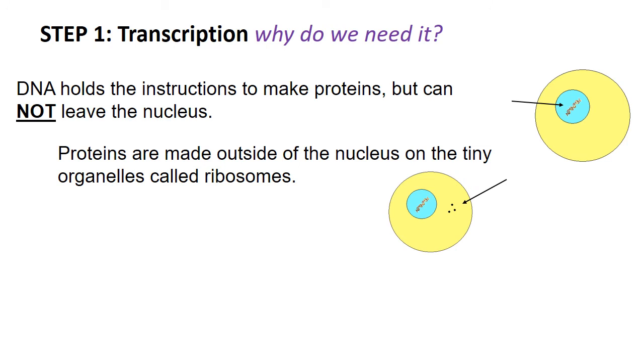Well, the answer is the proteins are actually made outside of your nucleus. They are made in part by little tiny organelles called ribosomes. So what's the problem? We have the instructions to make proteins in the nucleus, but they are actually made outside of the nucleus. So what's the solution?